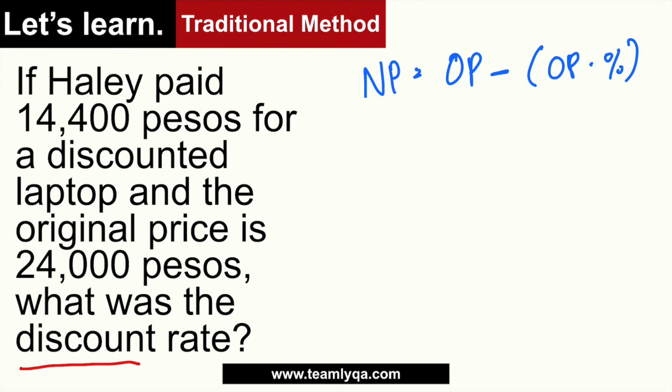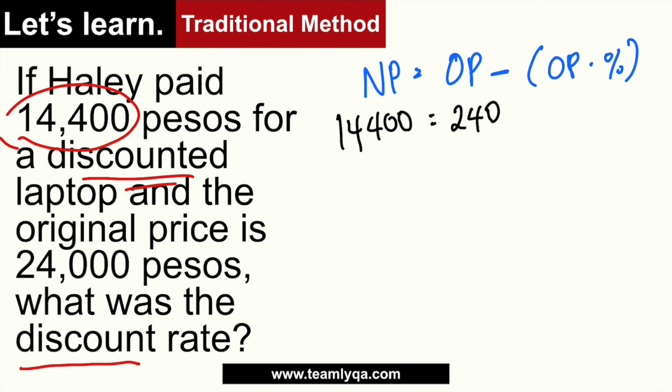So, if fill in natin yung information, ang 14,400 is the discounted price. So, that is the new price. So, that would be 14,400 in this side. And then, here you have 24,000 minus 24,000 times x. Okay? Or 24,000x na lang. Okay.